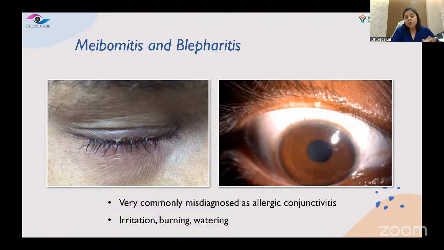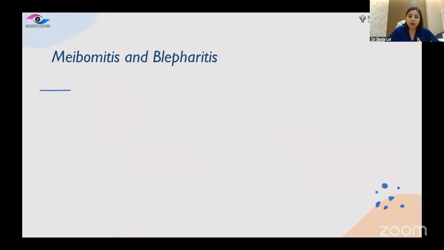And we need to take a closer look at their eyelashes as well as their meibomian glands. And really, before we go to the cornea or even to the conjunctiva, we need to ask them to close their eyes and look at their eyelashes properly. And that's how we can pick up, just to remember, looking at the lids.